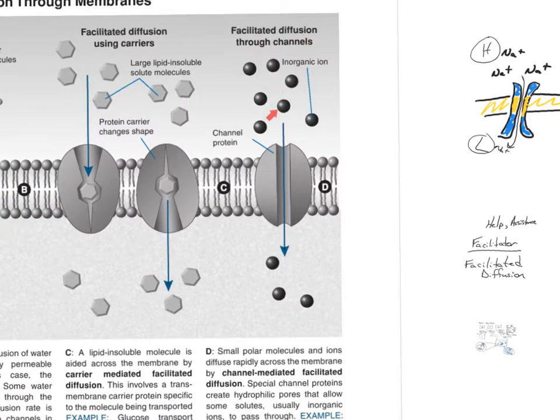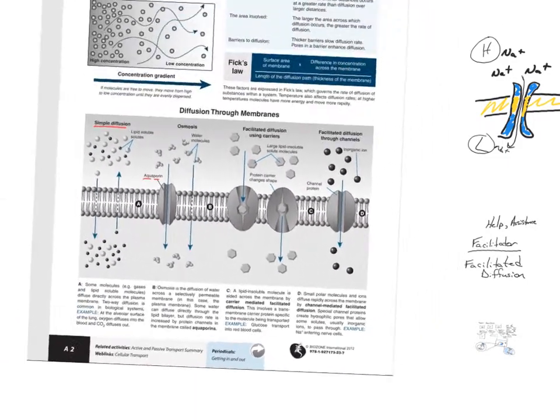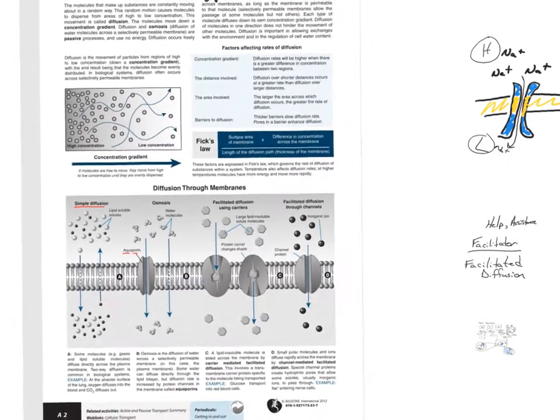Now here's another example of a channel. So facilitated diffusion through channels, where here you have inorganic ions, like maybe sodium or chloride, going through the channel from high to low. Again, it's facilitated, it's being helped. But it's no extra energy, so it's still diffusion. Are we all clear on this idea? Because we're moving on. All right, so let's move on.